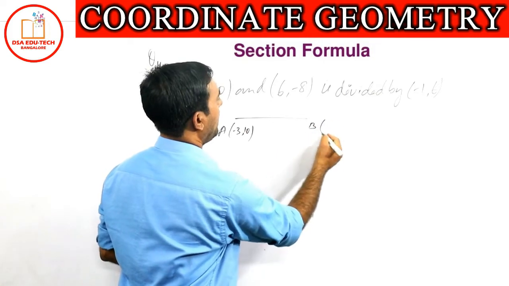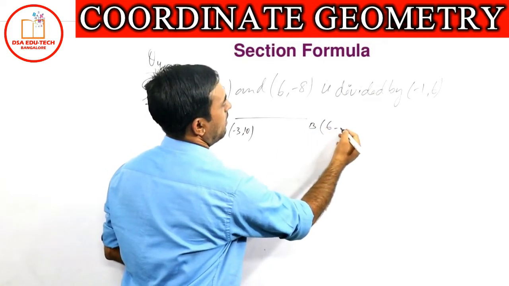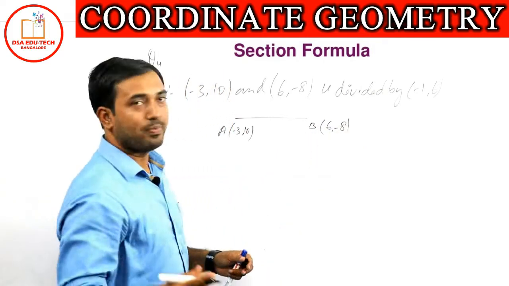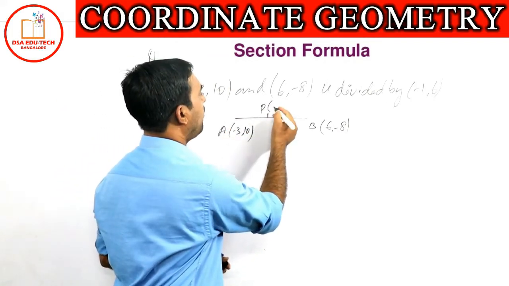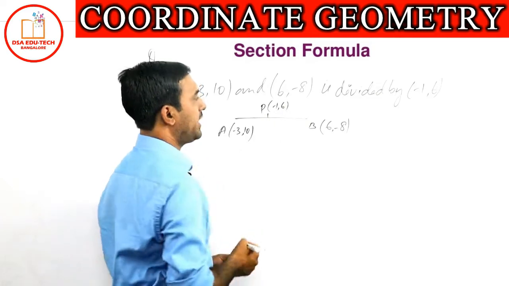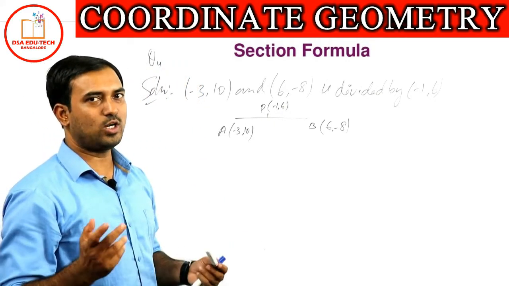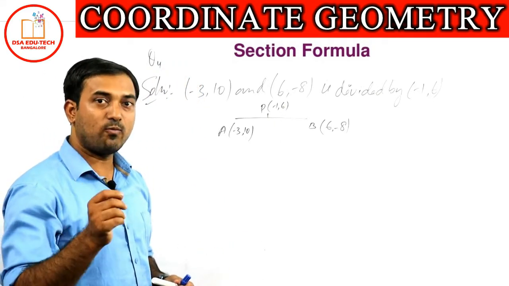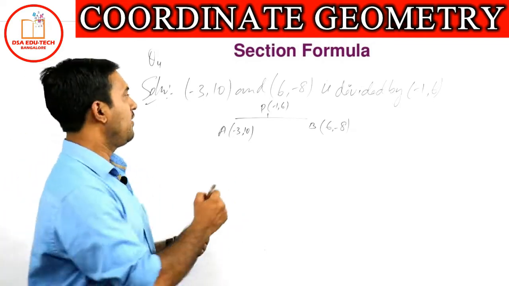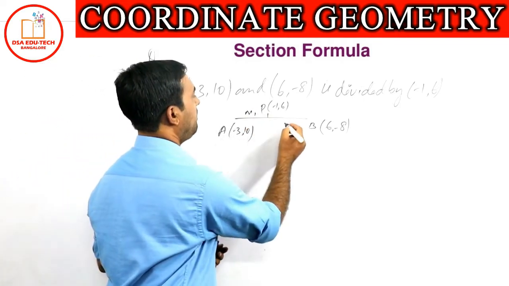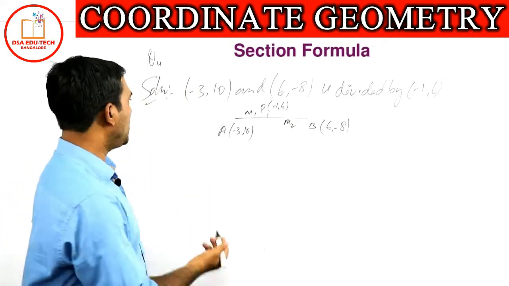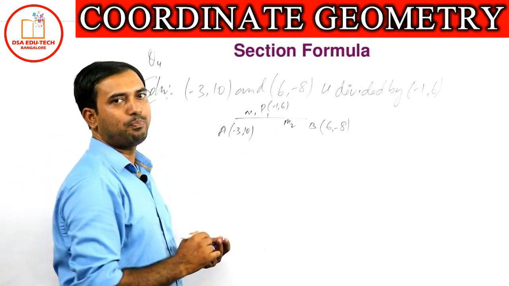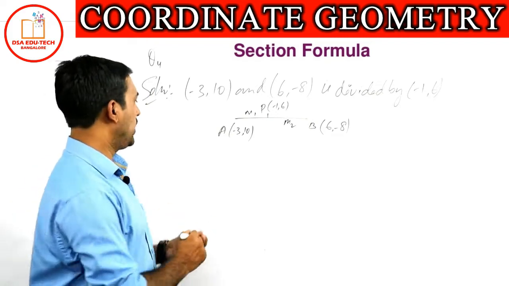Point B is (6, -8), and it is being divided by the point P with coordinates (-1, 6). Then what is not given? m1 and m2 are not given. We have to find out m1 and m2, that is, we have to find the ratio m1 is to m2. So let me solve it.